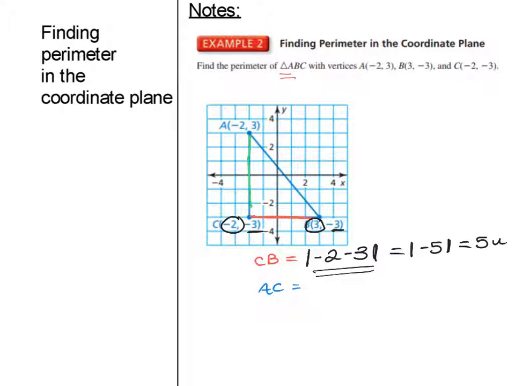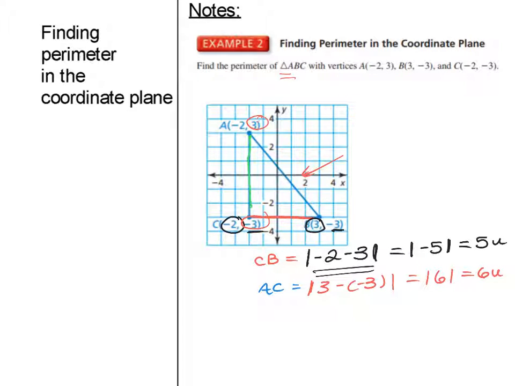think again, what makes sense? It doesn't make sense to take -2 minus -2. So what's different here? The y's are different, 3 and -3. So I'm going to subtract that. 3 minus -3, and that's going to be 6 units. And you can count and get 6 units. So I have 5 units and I have 6 units. And now I have to find the length of this diagonal. Can I use counting or just subtraction? No. This is when we have to use that distance formula.